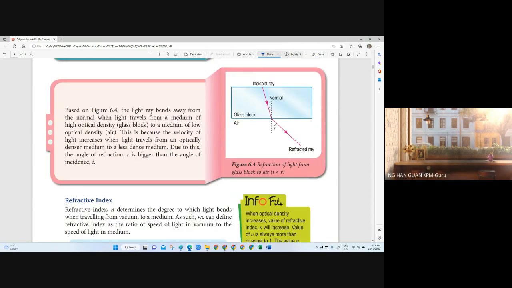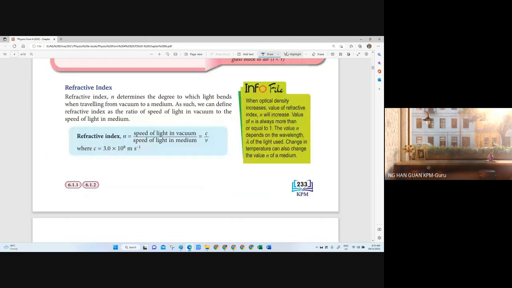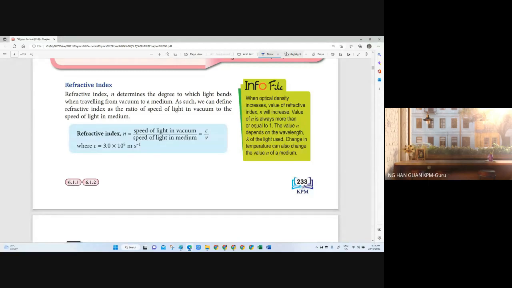Okay, and vice versa for light travelling from the optically denser toward the optically less dense medium. So from the relationship between the incident angle and the refracted angle, we can form a relationship to determine a value that we call the refractive index. The refractive index is used to determine the degree to which light bends when travelling from a vacuum towards a medium. Which is very important, referring to a vacuum to a medium.